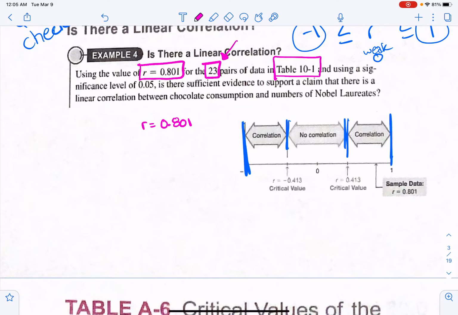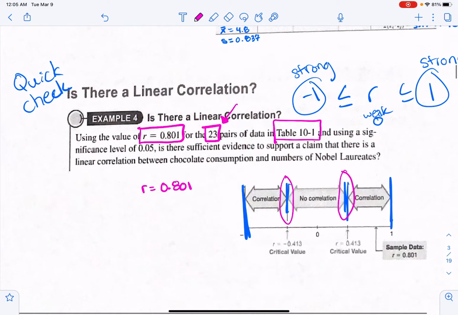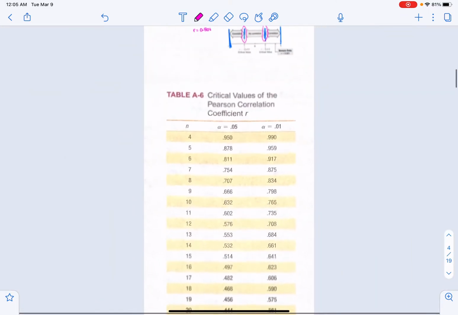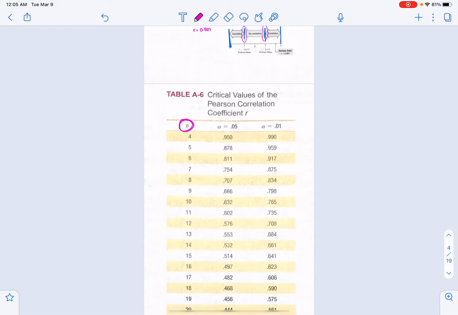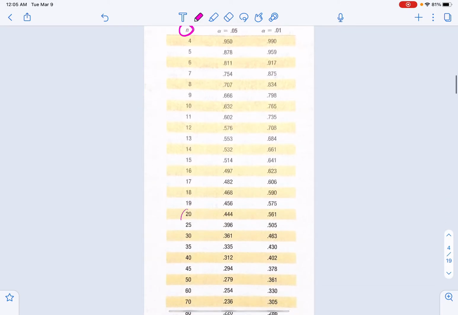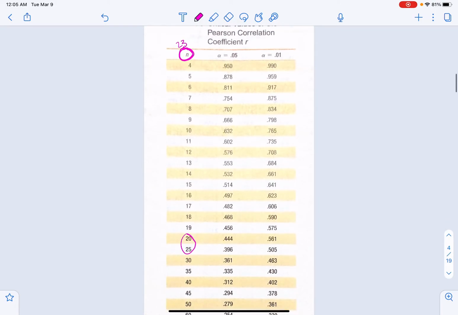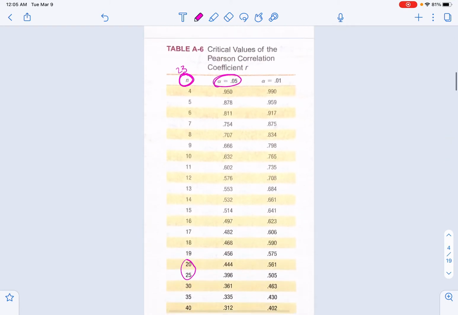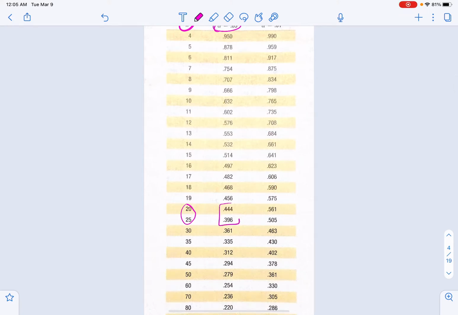The quick check to determine what's considered good and bad, the cutoff mark, is determined by this table. We have 23 pairs of data, and so our N, this does not go by degrees of freedom. It goes by the exact number for N. N is 23, but we don't have 23 on the table. It's somewhere between 20 and 25, and we're going by a significance level of 0.05. If you saw that up here, 0.05 significance level. So our cutoff number is going to be somewhere between 0.396 and 0.444.